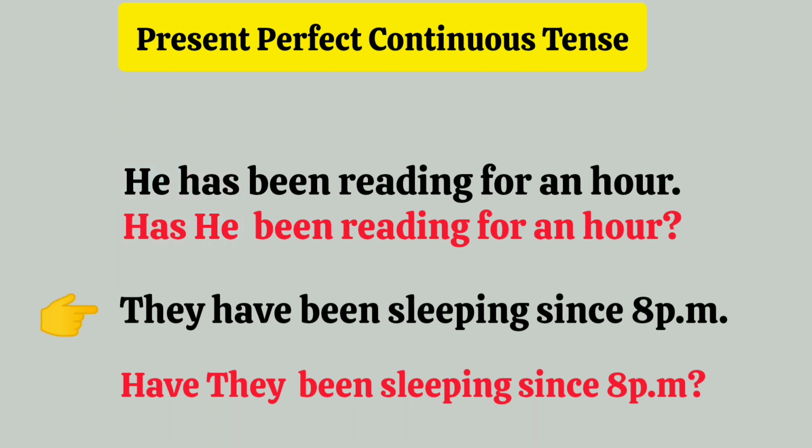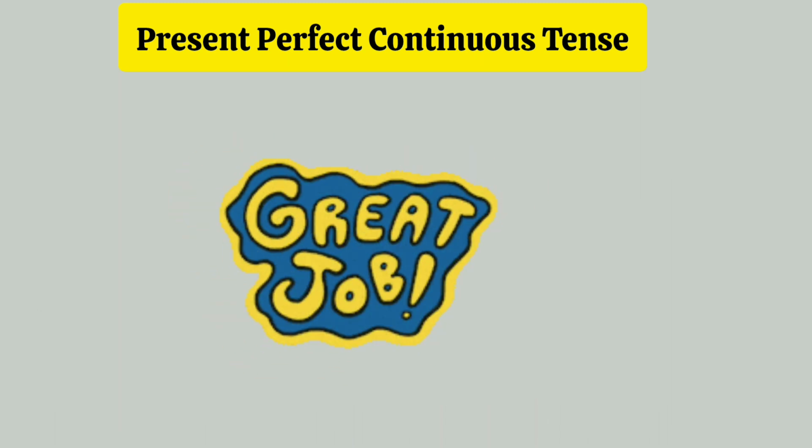The next one. They have been sleeping since 8 p.m. Now here to turn it into a question, again we have to switch the first two words. They have will be have they, and the rest of the sentence will remain as it is. Have they been sleeping since 8 p.m.? And the answer could be yes, they have, or no, they haven't. Great job. Let us move on.